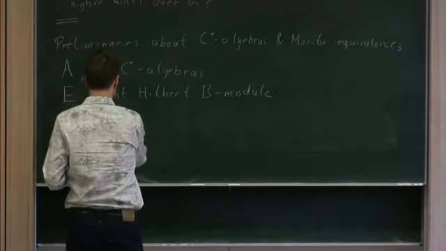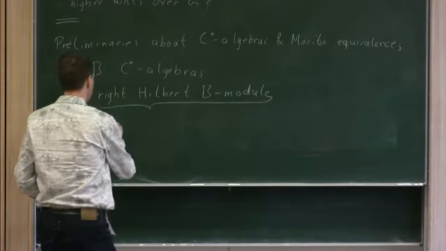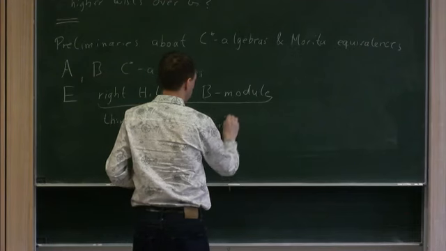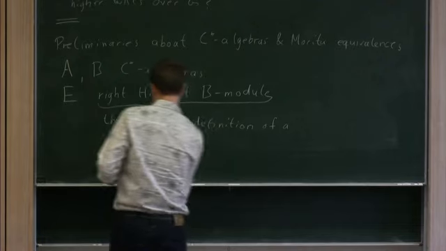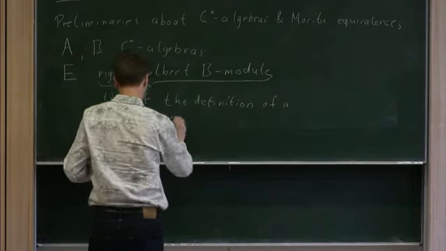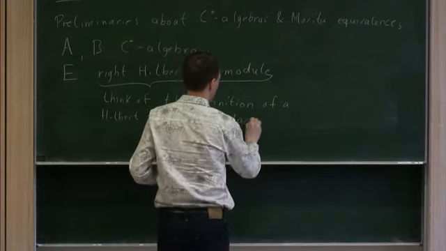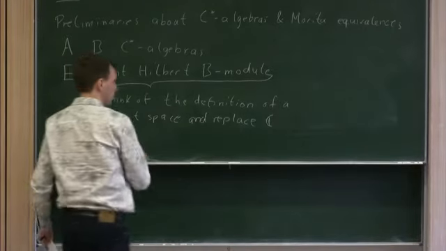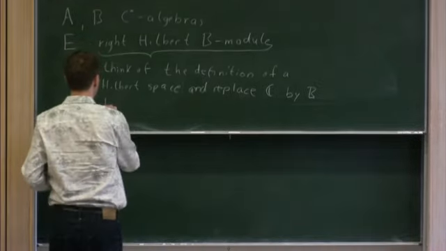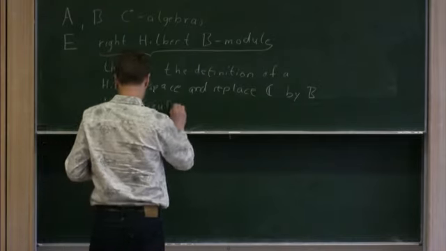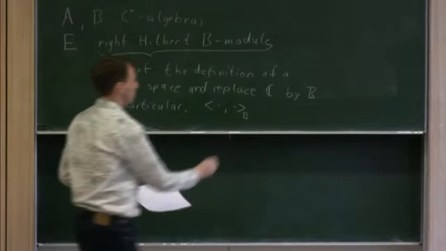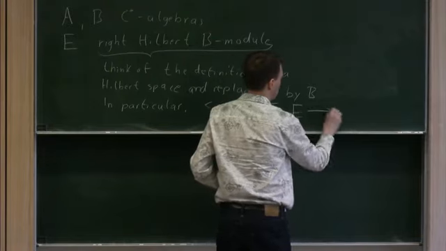This is nothing too frightening. What you should think of here is you should think of the definition of a Hilbert space and replace the complex numbers, so the scalars, by B. And then what you end up with is a Hilbert B module. So in particular, you have an inner product which takes two vectors and spits out an element in B.